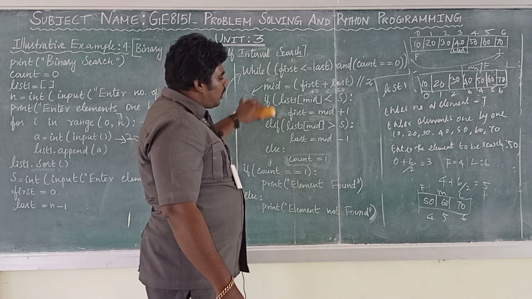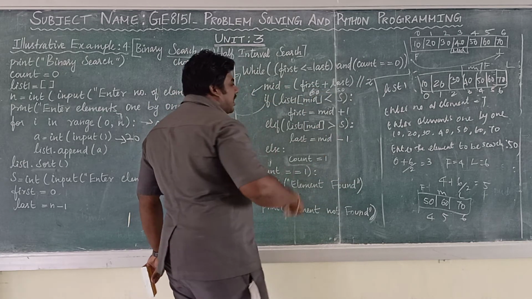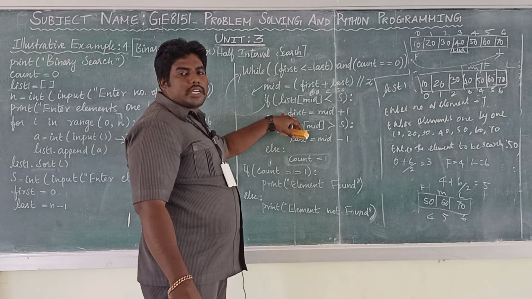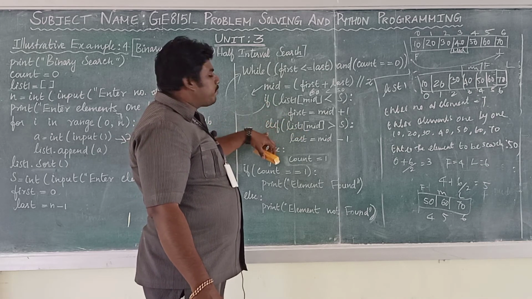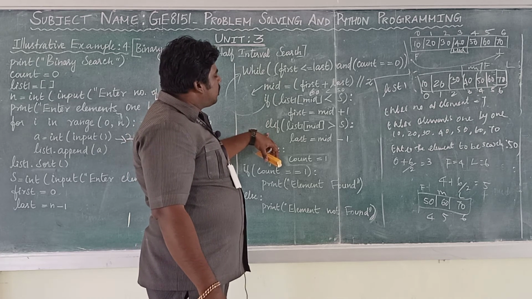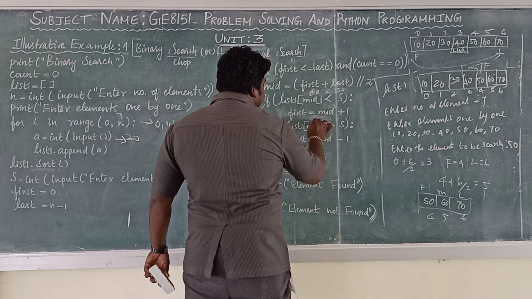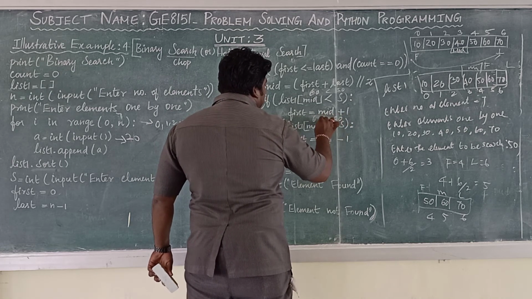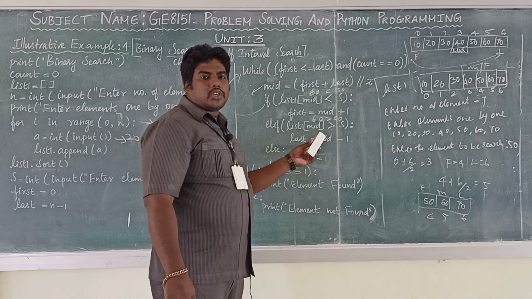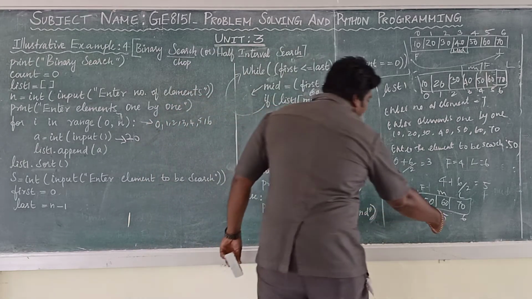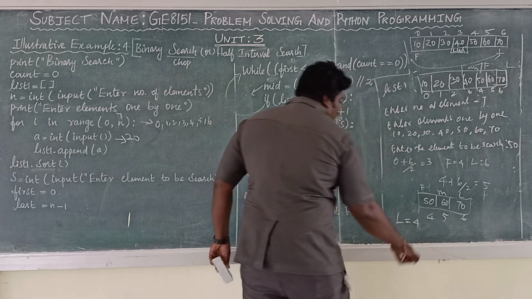Okay. So again you have to check the condition. List of mid. What is mid now? 60. 60 less than 50. Condition false. It should not be executed. Else if the first condition is false, it will come to the else if. So here list of mid greater than yes. What is mid now? 60. 60 greater than 50. Condition is true. If condition is true, what we have to do? Last equal to mid minus 1. What is mid now? 5. 5 minus 1 means last equal to now 4.